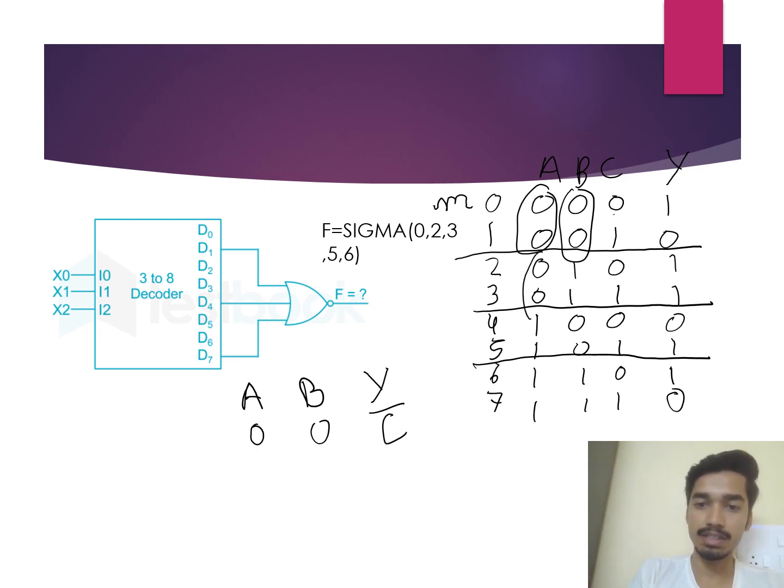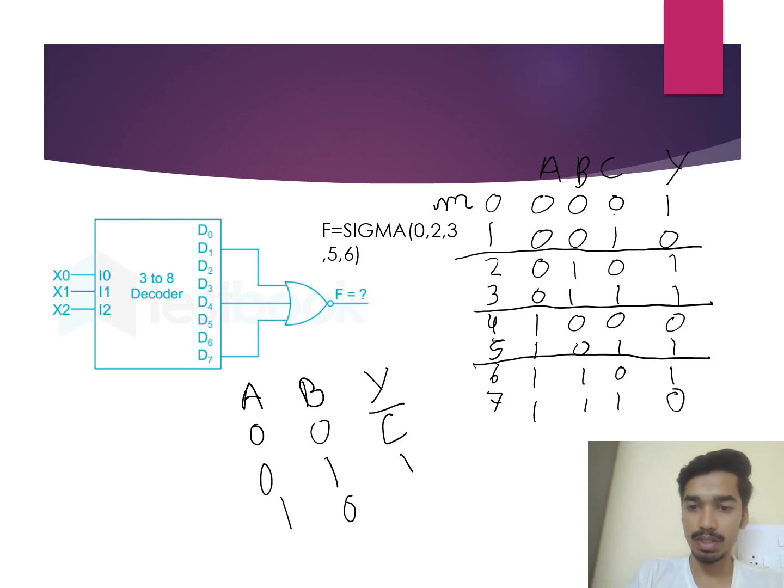And for the second case, A is 0 and B is 1, we are getting the output always as 1. So the output is always 1. Next is A is 1 and B is 0. Output is 0 and 1, which is actually equal to C. So we'll write C here. And for this last case, 1 and 1, if the input for C is 0, output is 1. If the input for C is 1, output is 0, which is actually again C bar.